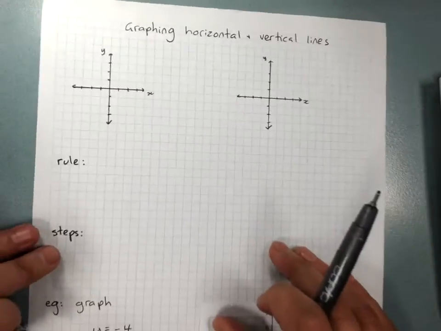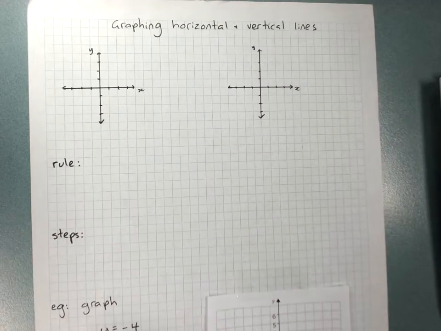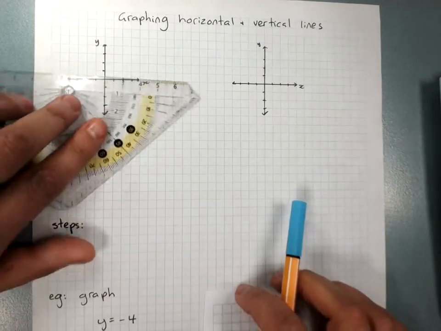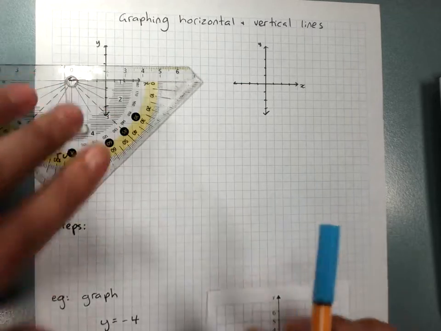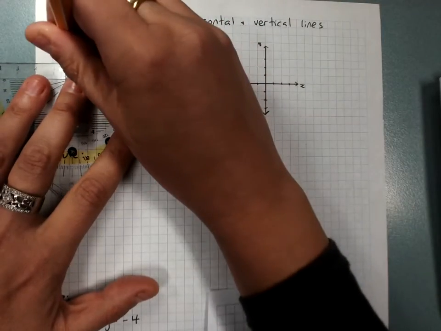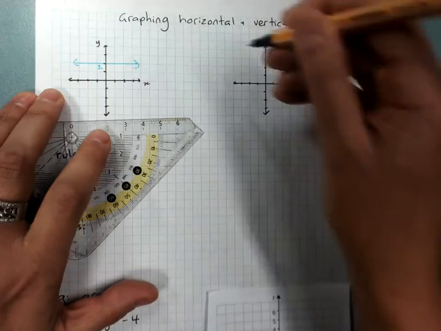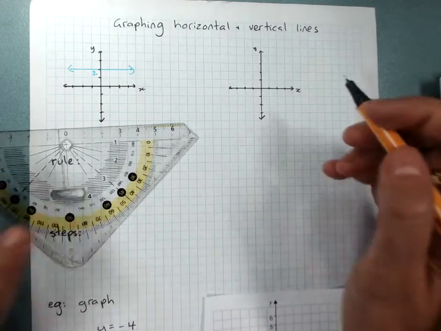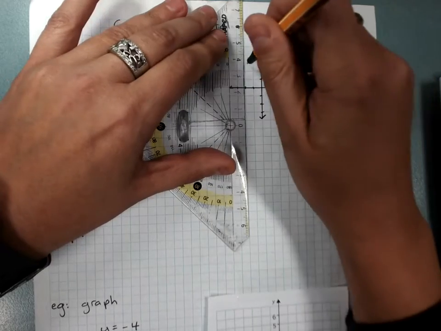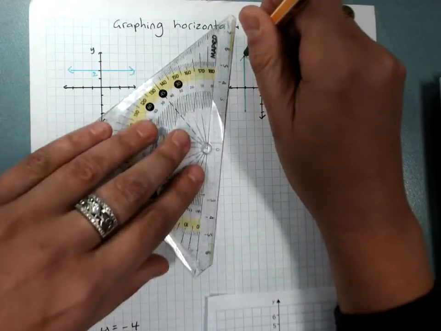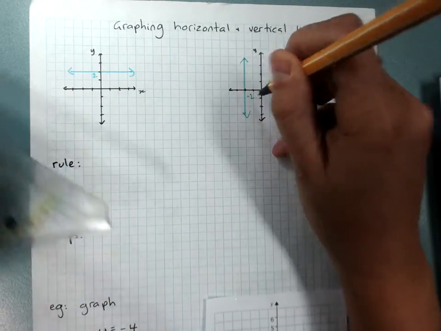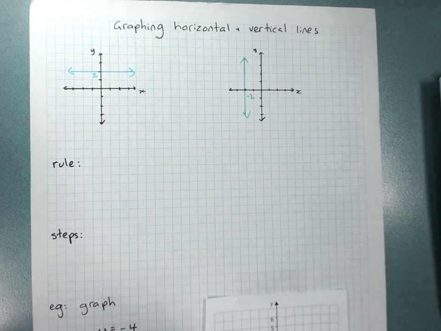Because there's two types of lines, horizontal and vertical lines, that we should also mention. I'm going to put a horizontal line here where y equals 2. I'm going to put a vertical line in here where x equals negative 2. These lines have different rules and they're easier to graph.